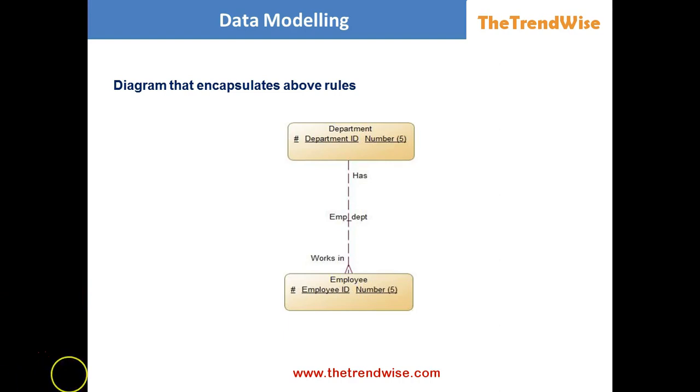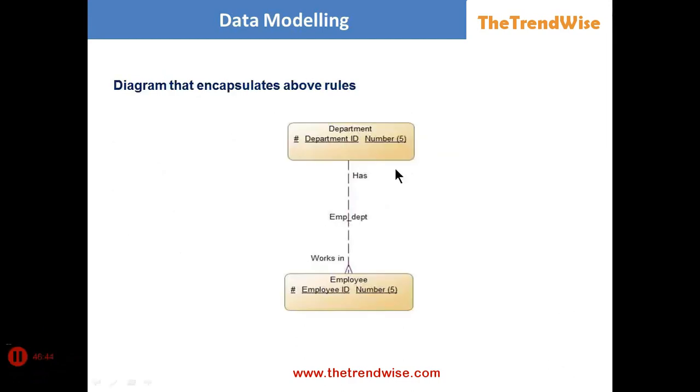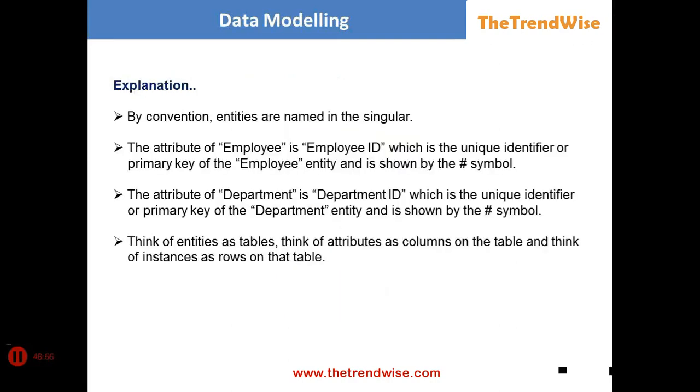Then we talk about the attribute of employee, that is employee ID. The unique identifier, the primary key of the employee entity, is shown with a hash symbol that you see here. The department ID is shown with a hash, same with the employee ID. These are the primary keys of these two entities. We'll discuss more about what a primary key and a unique key are. So think of entities as tables, attributes as columns on the table, and instances as rows on the tables.